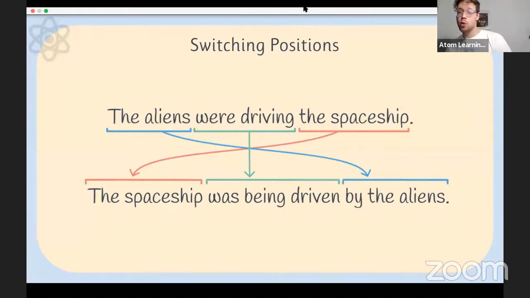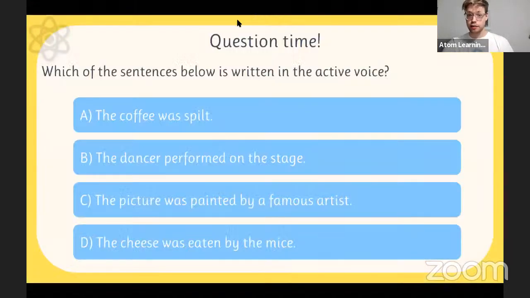So we've got some questions ready to go. So what I'm going to do, I'm going to show you the first sentence, and I want you to tell me which of the sentences below is written in the active voice, okay? So have a go. Which of the sentences is written in the active voice? If you want an extension, could you tell me the subject, verb, and object if there is one?